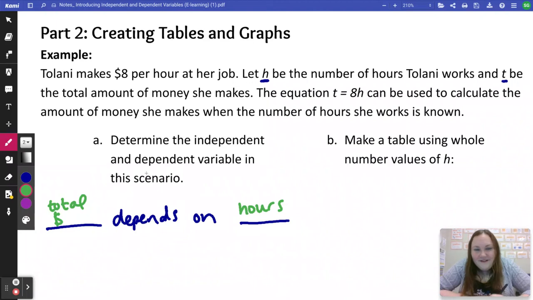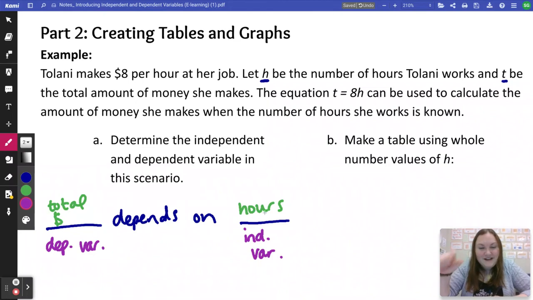However you think about it with the cause and the effect, or the what depends on what, that's going to help us figure out that the total money she makes, if that's what depends on the hours, the total money she makes, that is our dependent variable. And then the hours she works is the independent variable. Remember, your independent variable is like what you're starting with. So she's going to change how many hours she works. And if she does, that impacts how much money she makes.